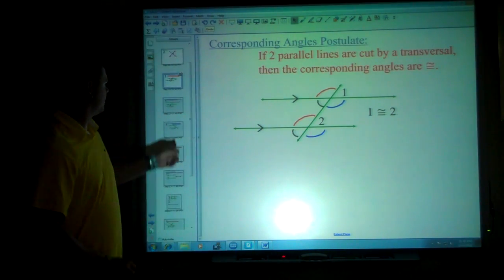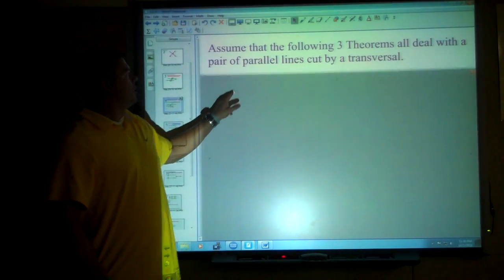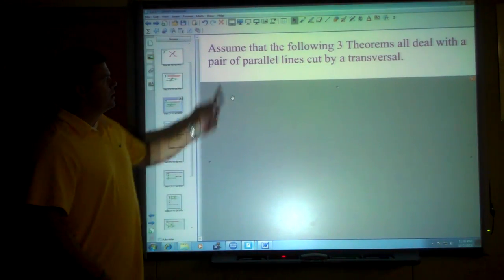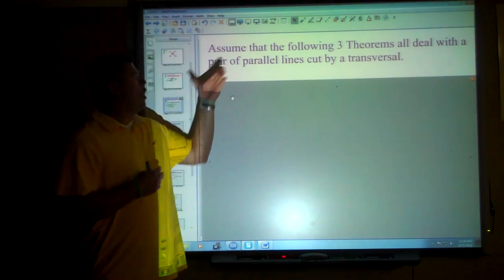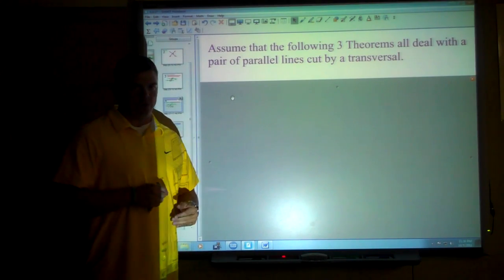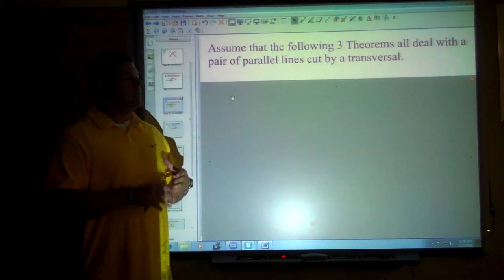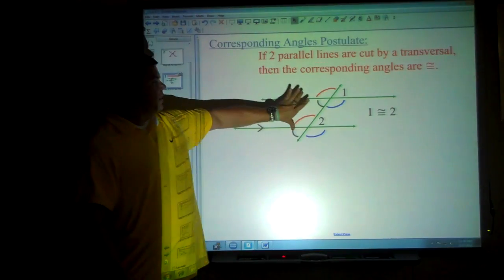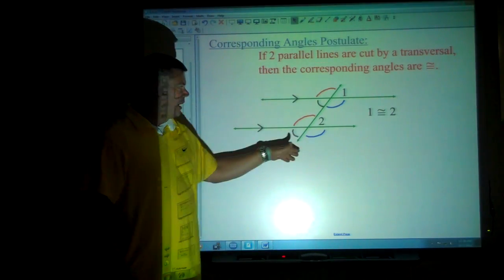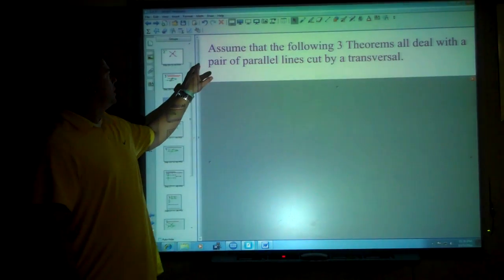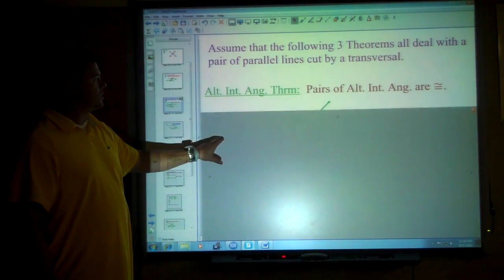They are congruent. Alright? Now let's assume that the next three theorems all deal with parallel lines cut by a transversal. So we don't have to keep repeating the same information over and over again. Each one of these is going to look like this problem here. Two parallel lines cut by a transversal. Alright? Our first assumption on that is this.